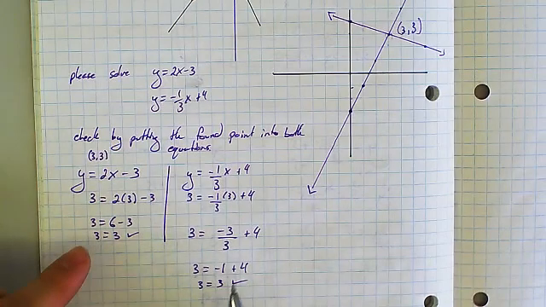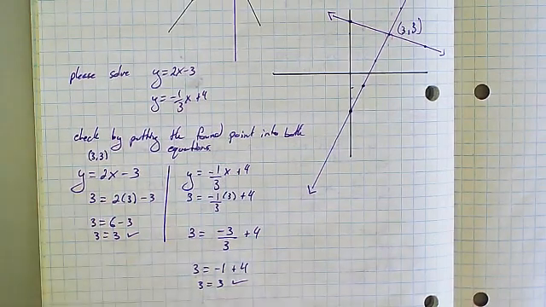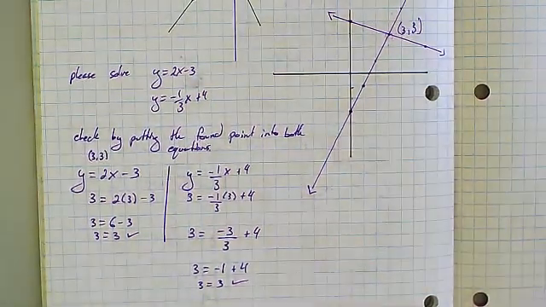If it works on both graphs, as soon as I know they're not parallel, they've got different slopes, the only point at which they would share that same point is where they would cross. So it has to be the solution.